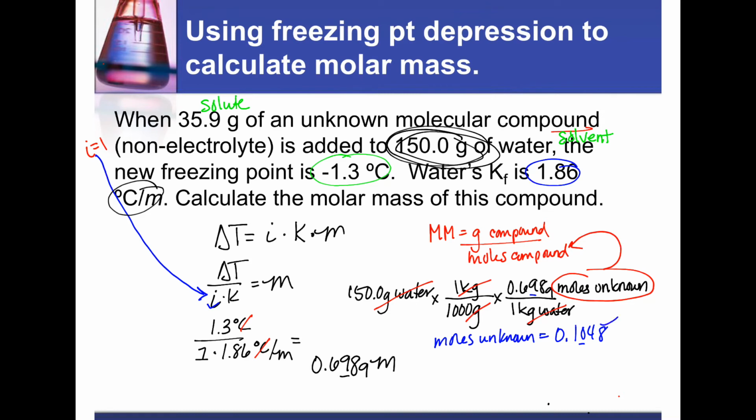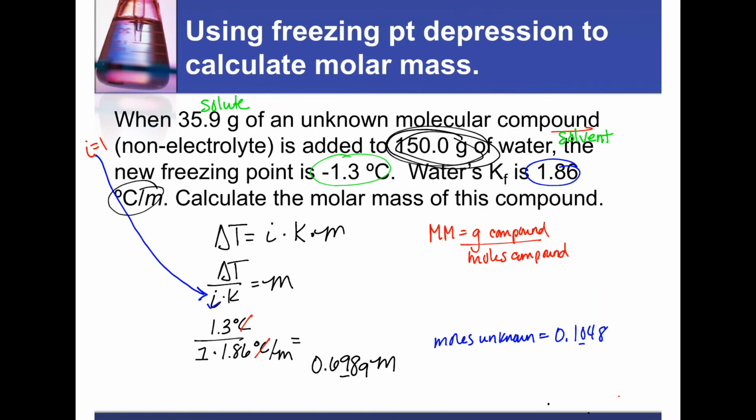So I have my moles of unknown, I have my grams of unknown from the problem. Now I can calculate my molar mass. So the molar mass is going to be grams, 35.9 grams of unknown divided by 0.1048 moles of unknown.